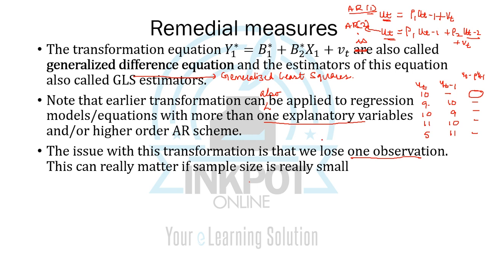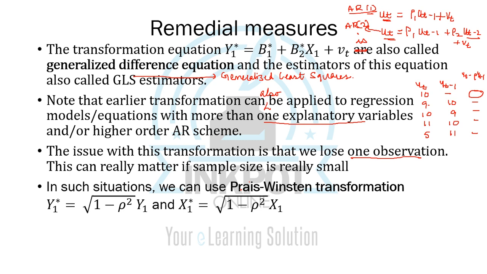So what do we do in such a situation? In such a situation, we can use the Prais-Winsten transformation. So what do we do here? We basically express y1 star as square root of 1 minus rho square times y1, and x1 star as square root of 1 minus rho square times x1.